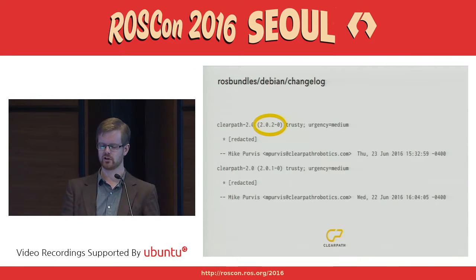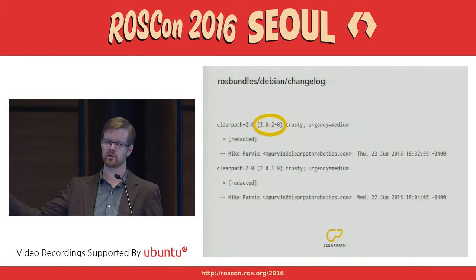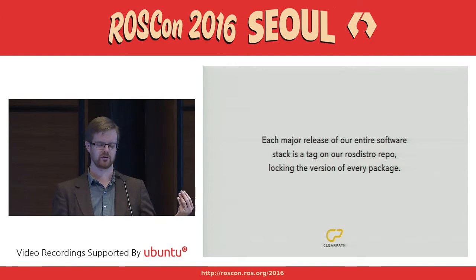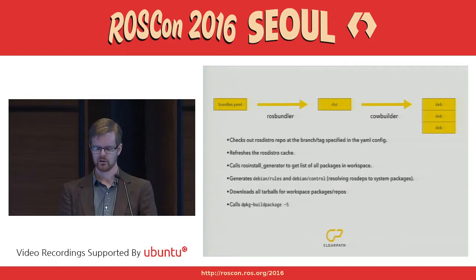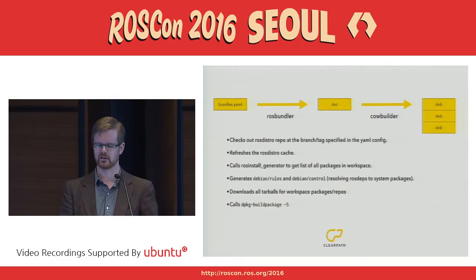We use the Debian changelog, so the version that's in the changelog will correspond to the tag in the ROS distro repo. So just to really underscore that, that's the big takeaway here. Each major release of our software stack is a tag on ROS distro that corresponds to a changelog entry. So our process with these 2 initial steps is to grab that ROS distro repo at the appropriate tag and then refresh the cache so that we get dependency resolution correct for the specific tag that we had.